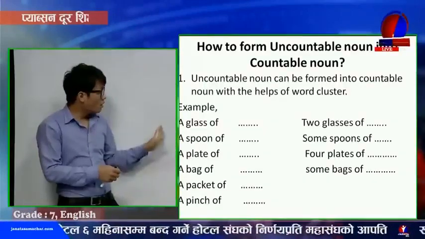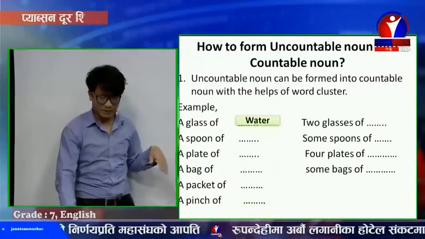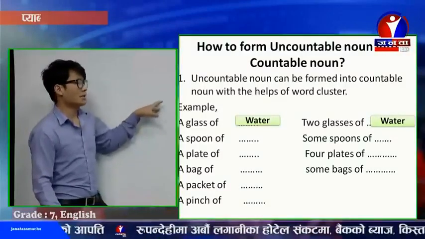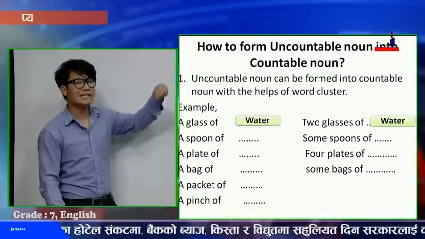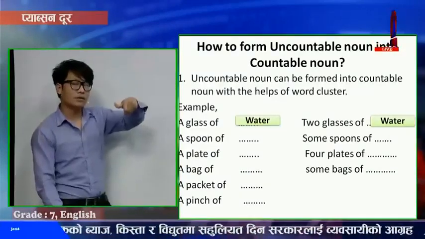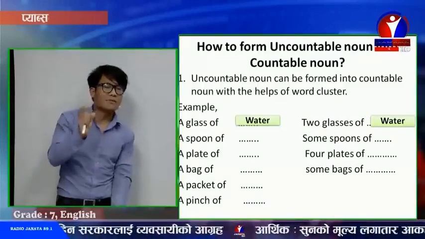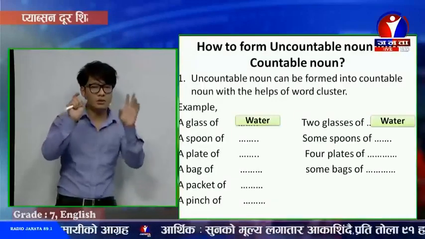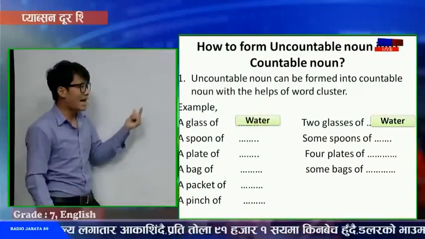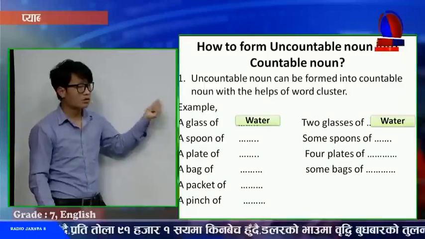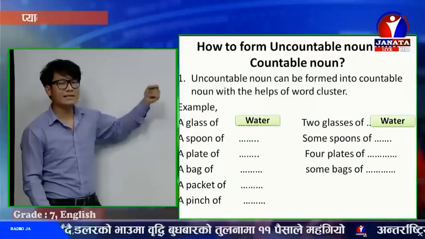With these word clusters you can use an uncountable noun and it can be counted. You can see the example. A glass of water can be changed into plural form like two glasses of water. You can see in the slide also that the word water has not been changed. There is no additional letter. Water is just water. What changes is that glass has become glasses. It's plural. So once again, a glass of water, and the plural is two glasses of water.